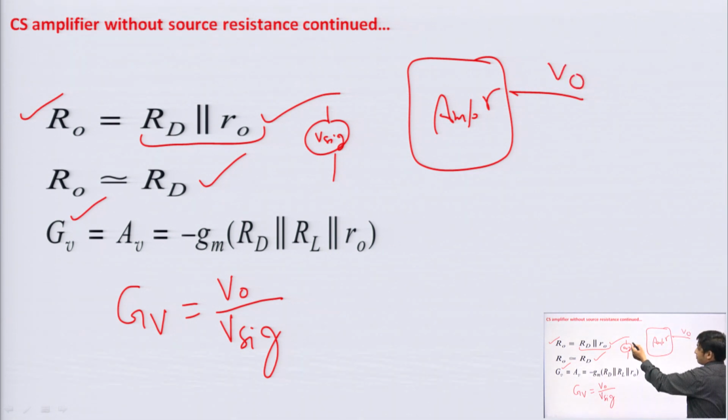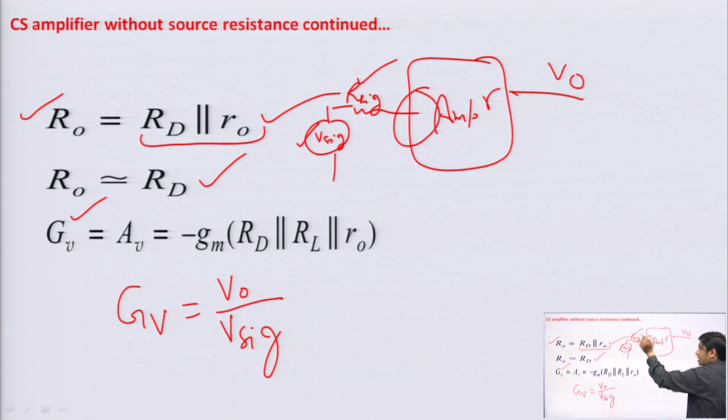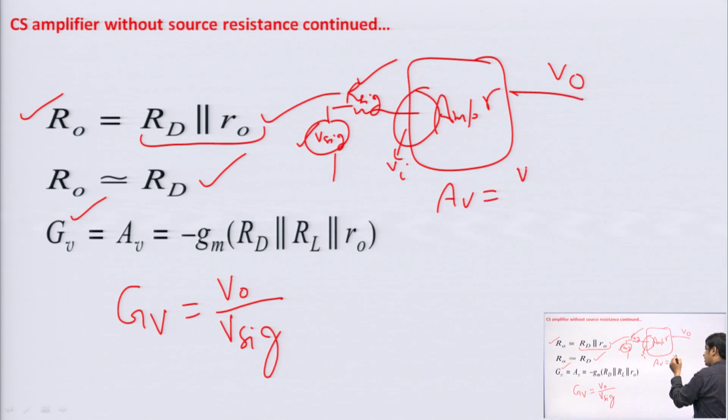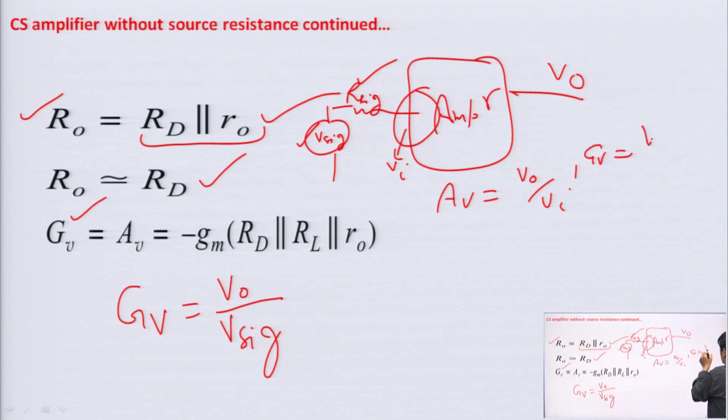So, what is the gain of this amplifier? The voltage gain will be V naught upon V sig, but actually this V sig will not reach the input of the amplifier, because some part of this V sig will be dropped across R sig. So, whatever voltage reaches the input of the amplifier is your V i, fine. AV we have calculated as V naught upon V i, I want to just make it clear, and GV is your V naught upon V sig, fine.